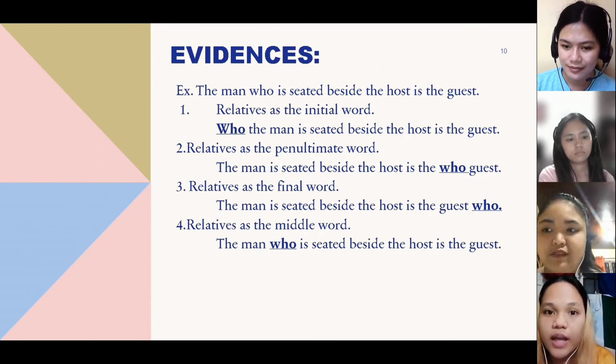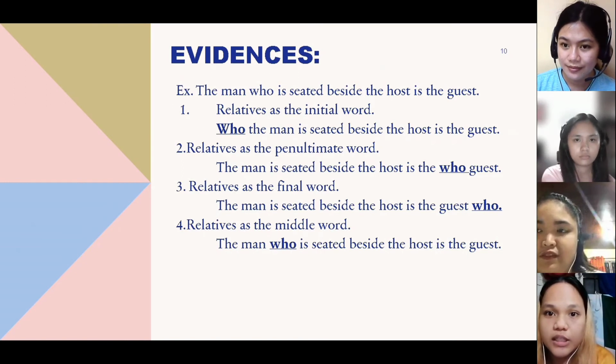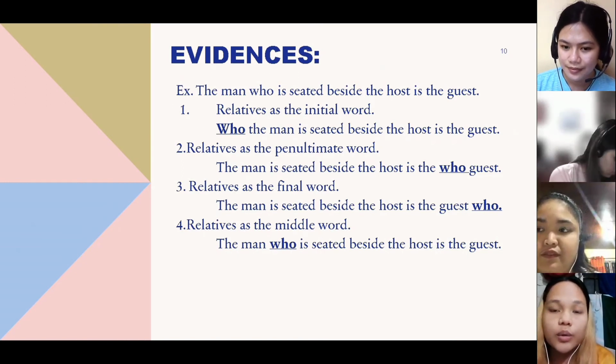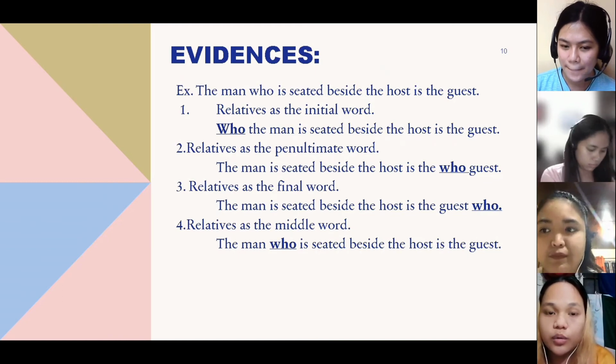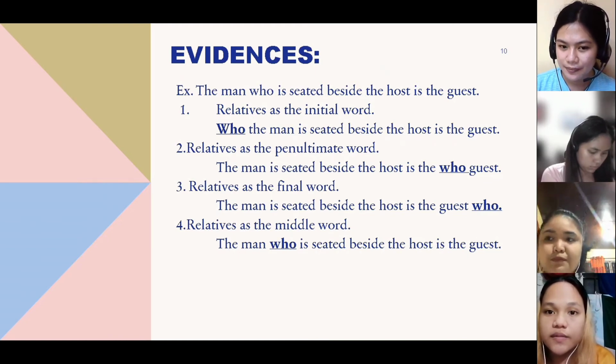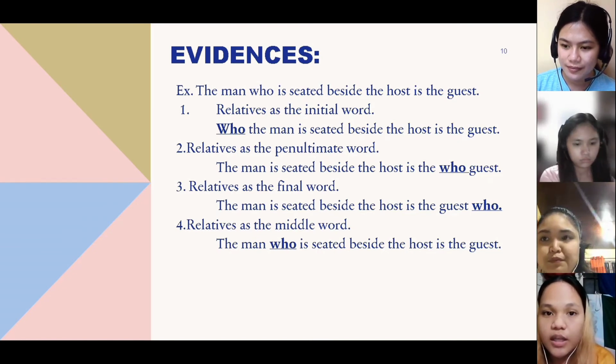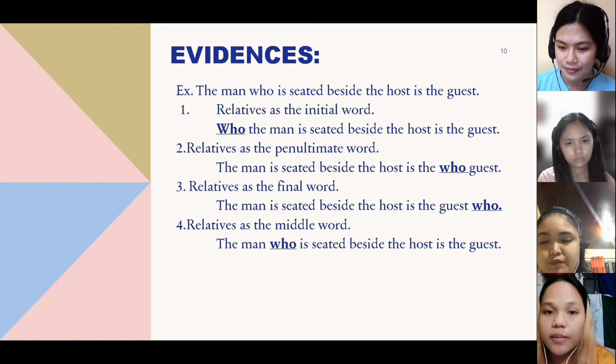So, let's see what will happen if we put the relative as the initial word. Who the man is seated beside the host is the guest. So, we can see here that the message is unclear. The second one, if we put the relative as the penultimate word: the man is seated beside the host is the who guest. We can see here that the message is still unclear.